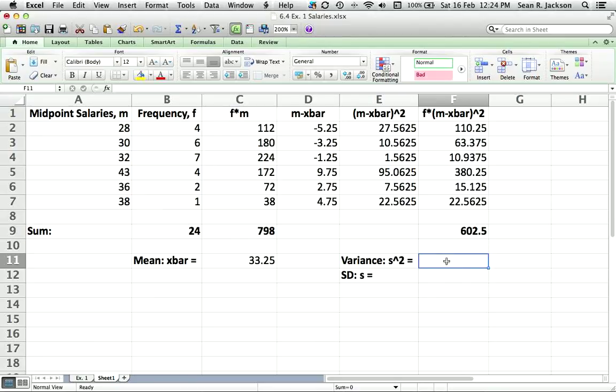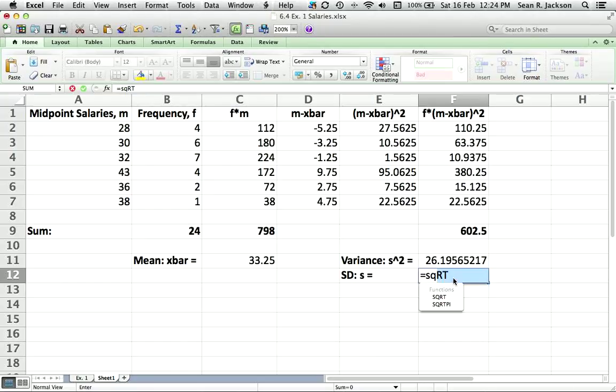Okay, so that's a mouthful. And because this is a sample, Mr. Jackson's going to say equals, he's going to click on that, and then he's going to divide by. Now, if you want to make this obvious, you can actually open a bracket and do 24 minus 1. Because we know the sum of the frequencies is 24. That means it's 24 data points. We'll close the bracket, we hit enter, okay, and that's our variance. Or S squared because it's a sample.